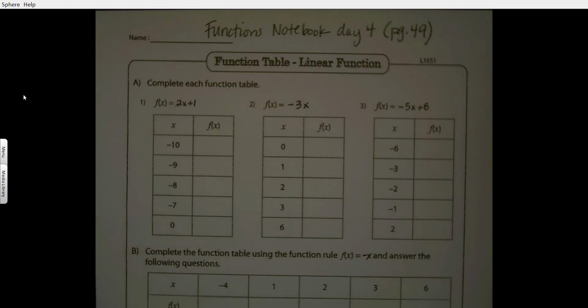Here we go on the next day of functions, function notebook day 4. Okay, we are kind of moving back to day 1. This is again function tables.